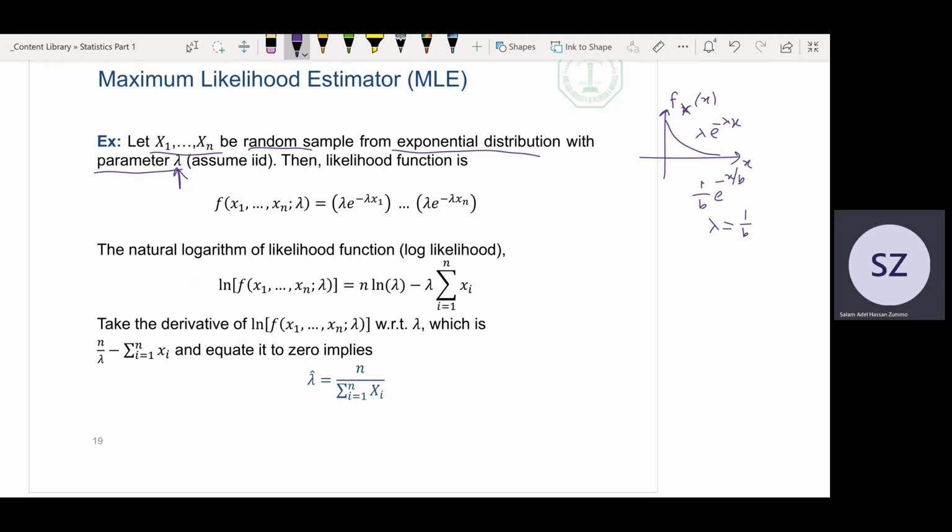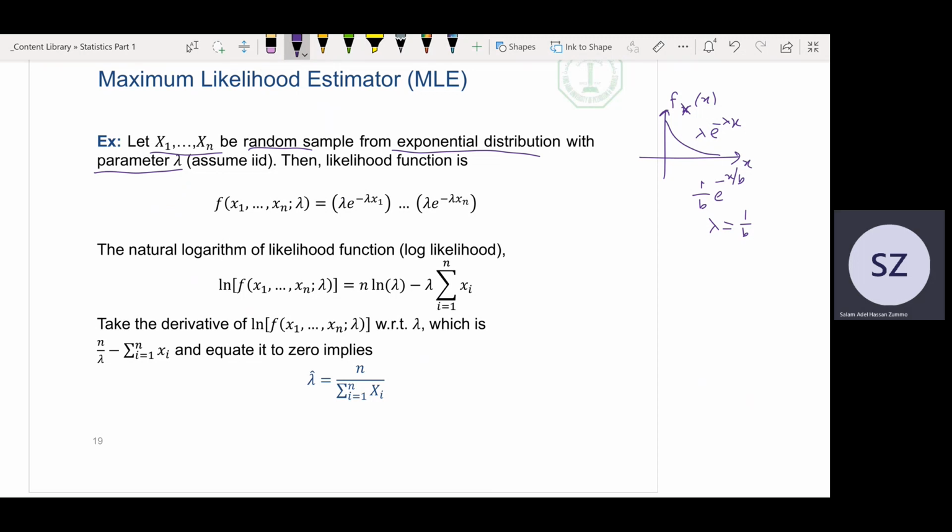Lambda here is equal to 1 over b. Let's check what b was equal to. B was the average lambda. B was the average of this distribution. So, in order to do this, we write the likelihood function.